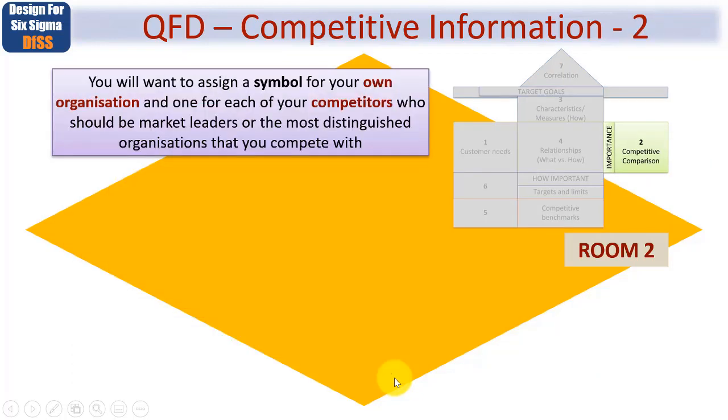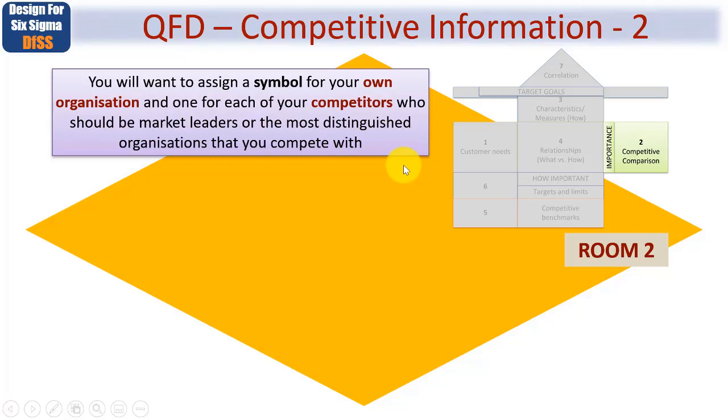So staying on room 2, what you'll now want to do is to assign a symbol for your own organisation and one for each of your competitors, since that's what we're doing here, who should be market leaders or the most distinguished organisations that you compete with.